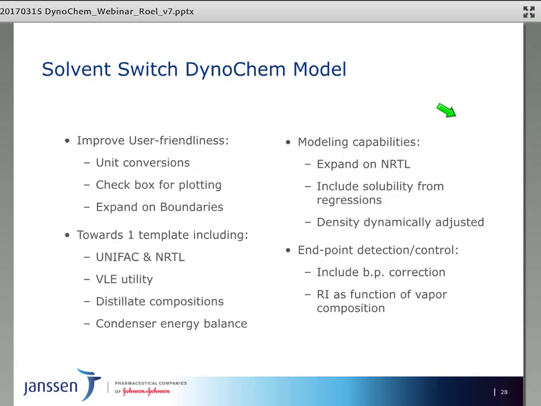The calculation of the accumulated distillate compositions, and also a condenser energy balance calculation was added.